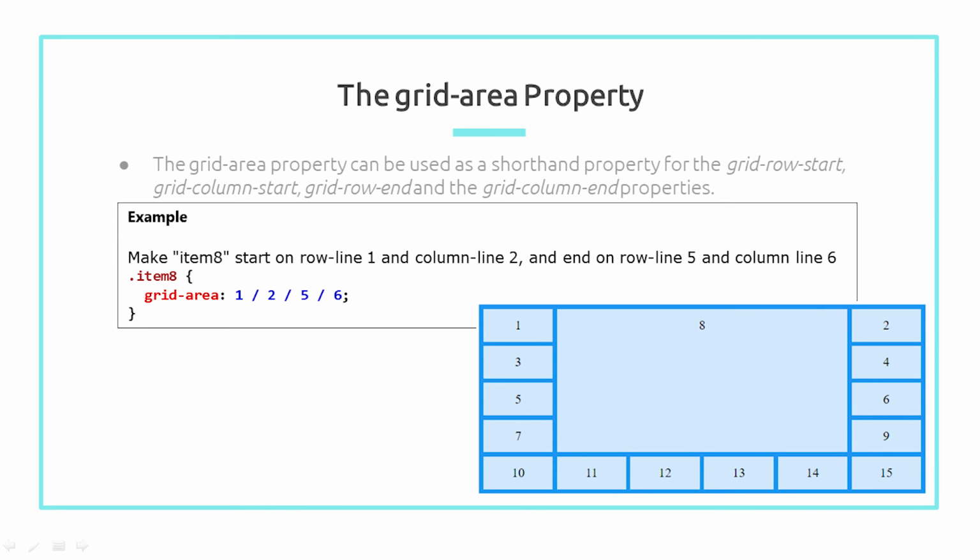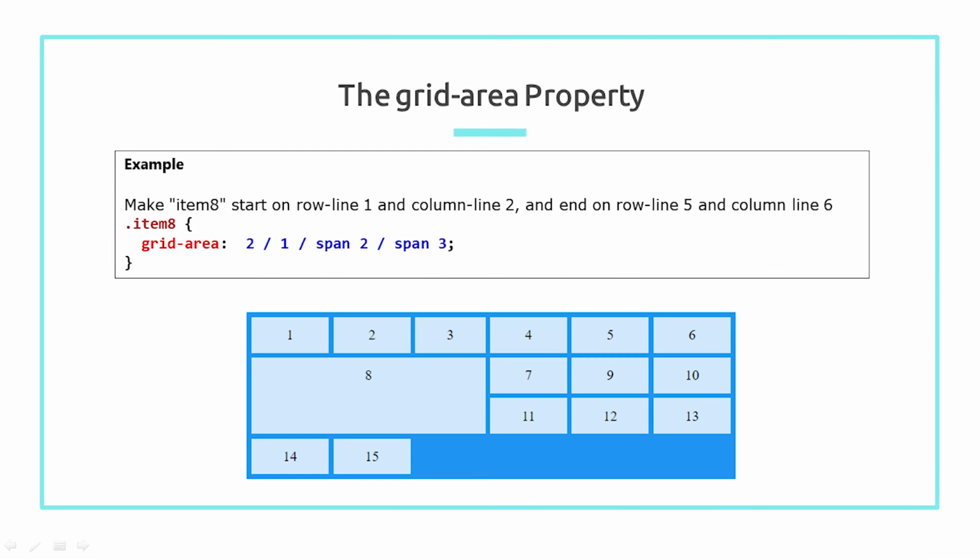The grid-area property. The grid-area property can be used as a shorthand property for the grid-row-start, grid-column-start, grid-row-end, and the grid-column-end properties. Example. Make item 8 start on row line 1 and column line 2, and end on row line 5 and column line 6.